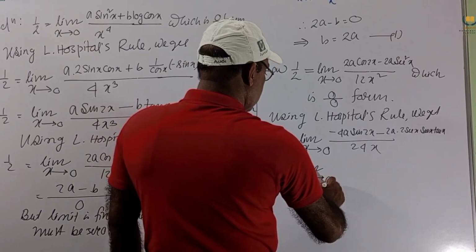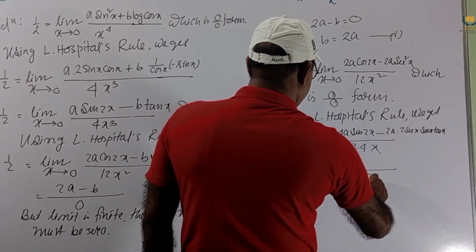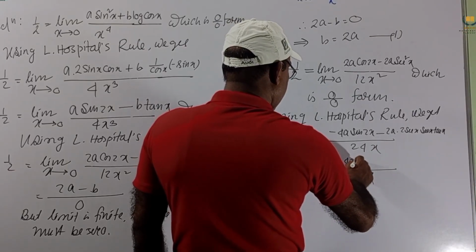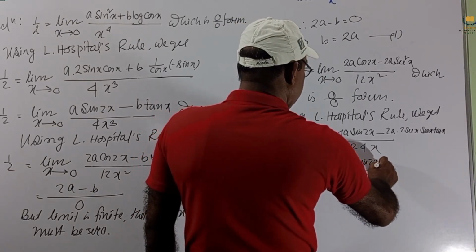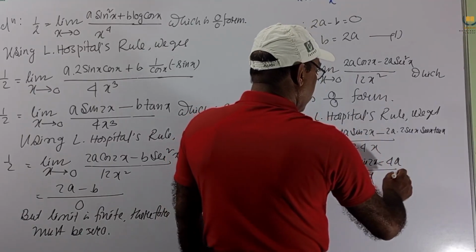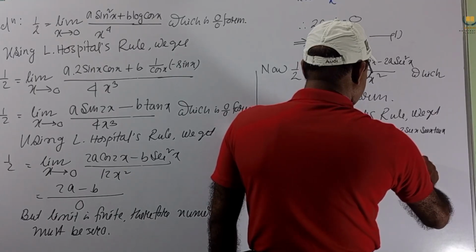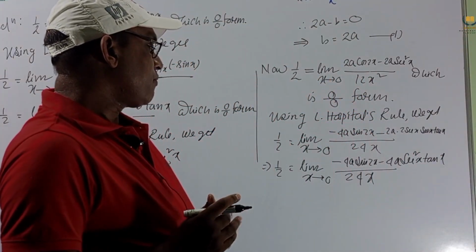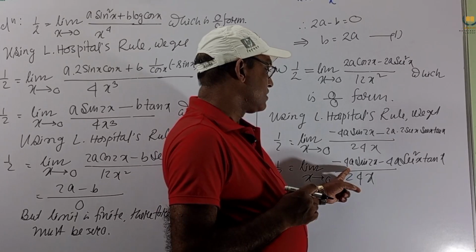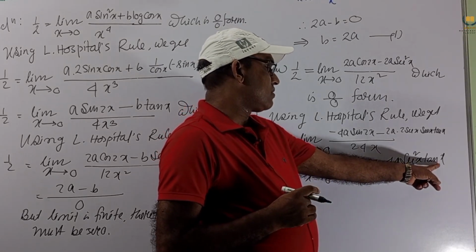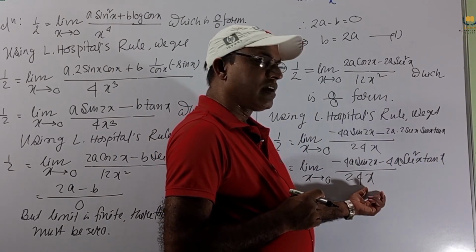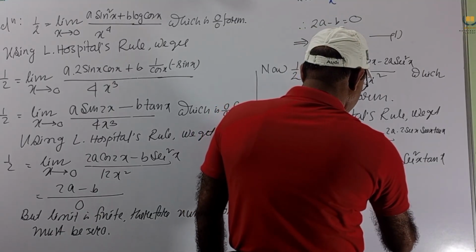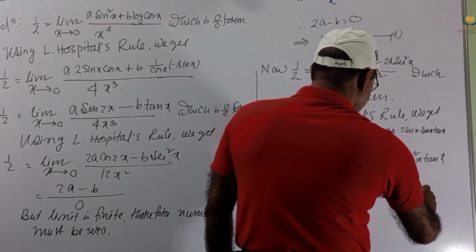So 1 by 2 equals limit x tends to 0 of 24x minus 4a sin twice x over 4a sec squared x tan x. Now again, if we put the limit, sin 0 is 0, sec 0 is 1, tan 0 is 0, so the numerator is 0, and 24 times 0 is 0, which is 0 by 0 form.